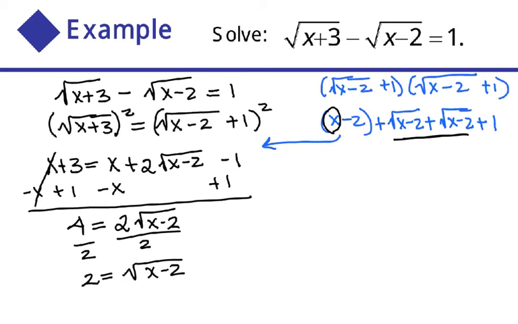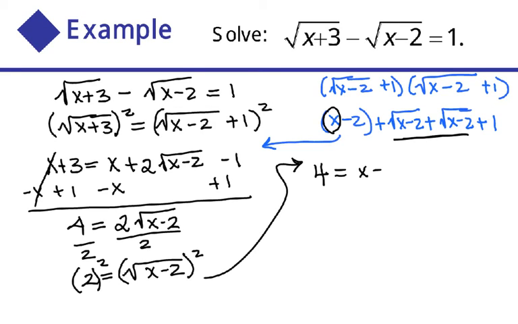Raise both sides now to the second power, because the radical term we have is a square root. Its index is 2, so we raise it to the power of 2. And we get 4 equals x minus 2. X, therefore, equals 6. Now, we absolutely have to check that in the original equation, okay?